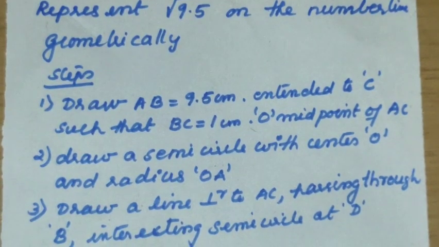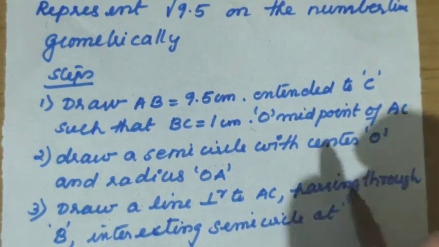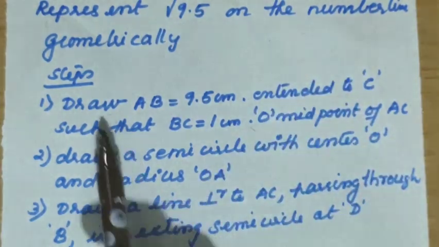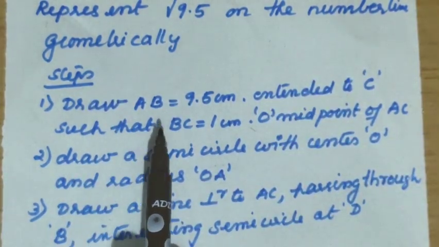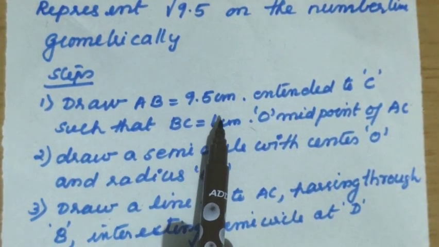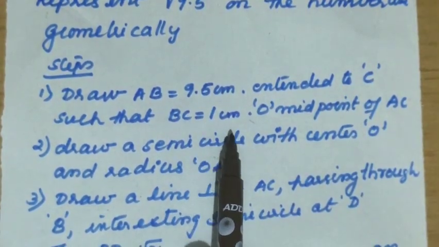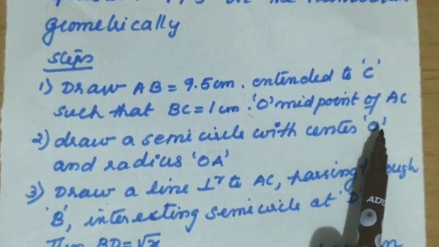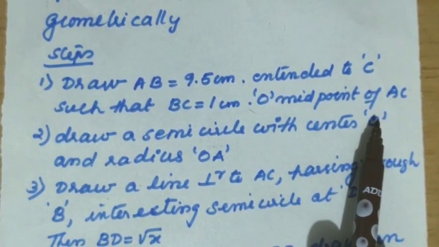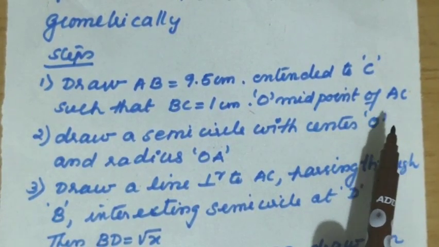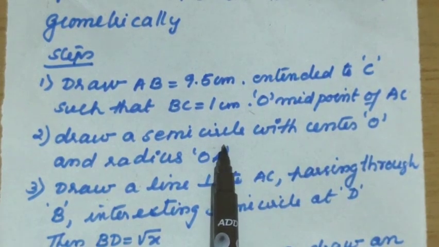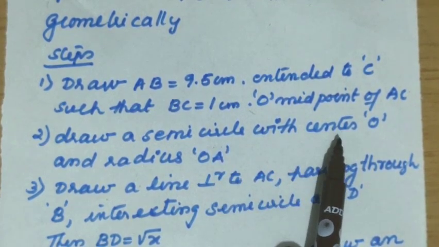Ready? Second question, represent root 9.5 on the number line geometrically. First step, draw AB equal to 9.5 cm, extend to C such that BC equal to 1 cm. O is the midpoint of AC. So first step is over. We have to find out the midpoint of AC. Second, draw the semicircle with the center O.